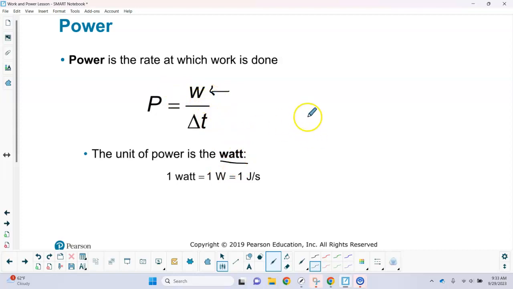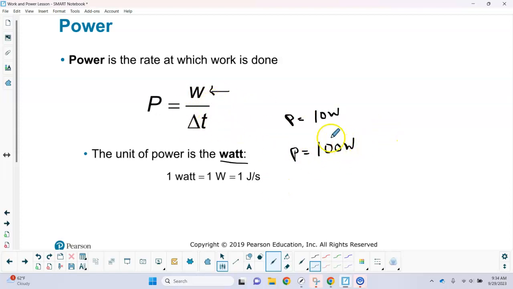So if you had a 10 watt light bulb versus a 100 watt light bulb, obviously the 100 watt is more powerful, and the way you can tell is that it's brighter. The brightness is talking about how much energy it's using per second, or how much light work it would be doing per second.